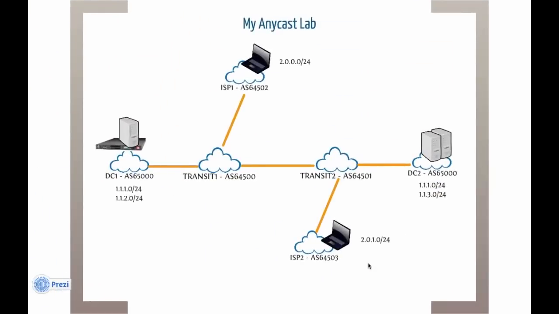So I want to quickly introduce you to my lab. This is what I've knocked up quickly to show you the basics of Anycast. We'll talk about a few of the disadvantages too while I'm on this slide. So in my lab, I've advertised the IP address. Let's talk it through. We've got two transit providers with their own unique AS numbers, AS64500 and AS64501, the transit provider 2.